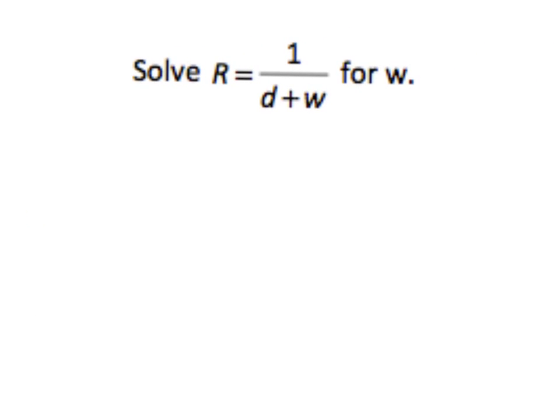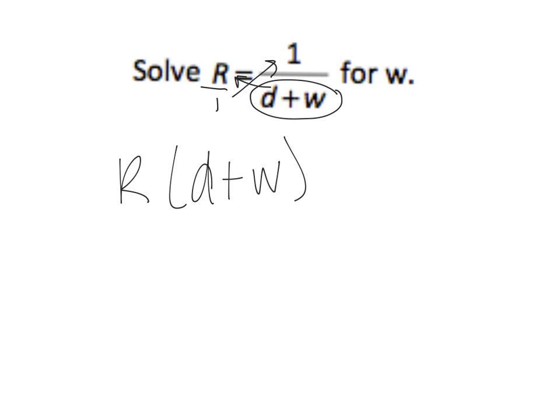All right, taking a look at a little different one. Now the variable that we want is in the denominator of the fraction. Well, anytime you've got a fraction, let's just go ahead and cross multiply here. So you got r times d plus w equals 1 times 1, which is just 1. Okay, again, here is your variable that you want. So you want everything else around it gone. You can distribute the r in, that's fine. We could also divide both sides by r since r is being multiplied.